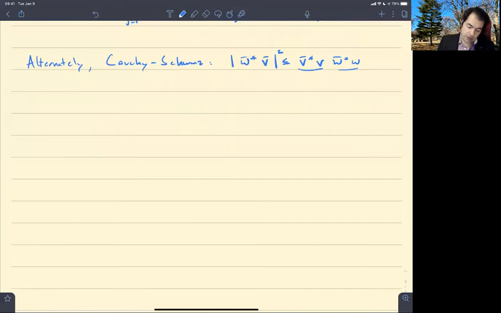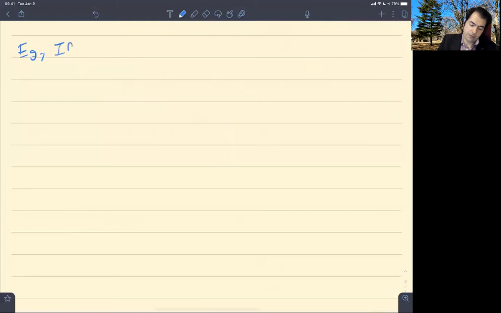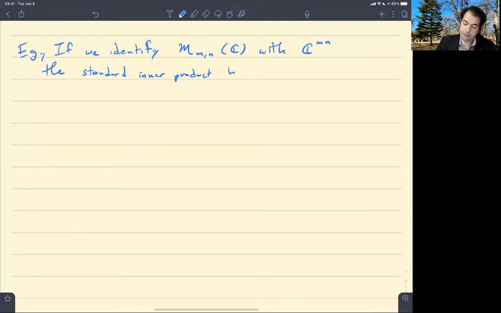Okay, let's do another example. Or let's do the same example, sort of, in a different way. Let's say we identify the m by n matrices with C of dimension m times n. Then the standard inner product becomes, so I start with two matrices, and then their inner product will be the sum, j goes from 1 to m, k goes from 1 to n, of a jk, b jk bar, right?